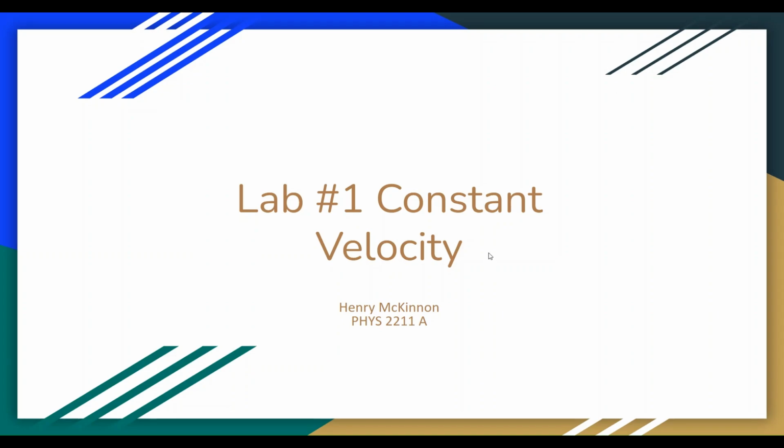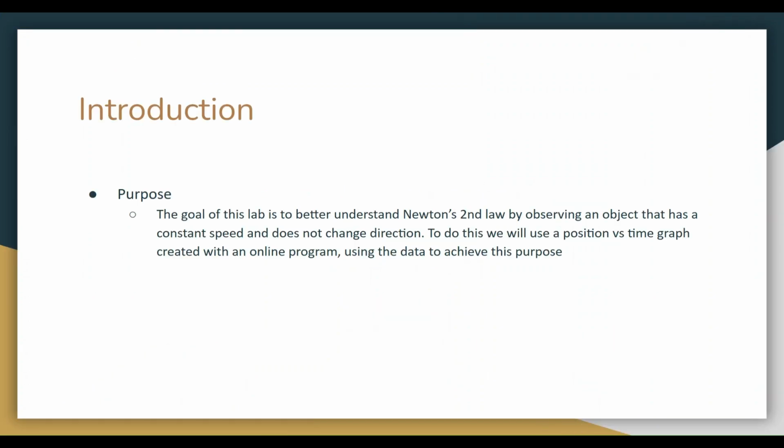I'm here today to present to you my work for Lab 1, Constant Velocity, for Physics 2211, Section A. To introduce you to this lab, I will tell you about its purpose. The goal of this lab is to better understand Newton's second law by observing an object that has a constant speed and does not change direction. To do this, we will be using a position versus time graph created with an online program using the data to achieve this purpose.